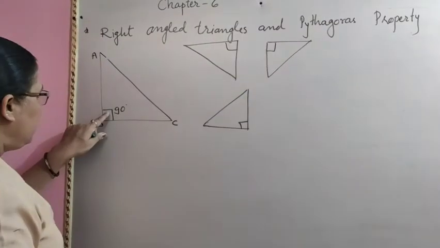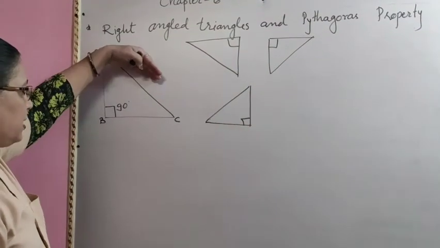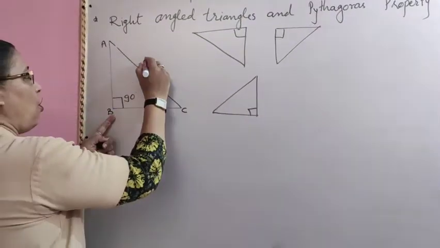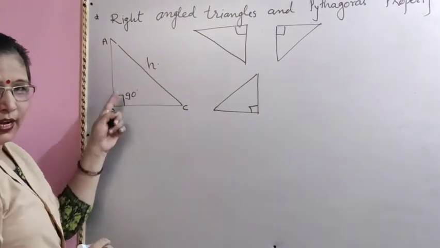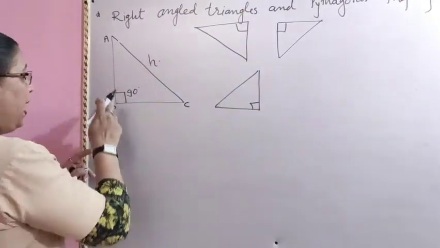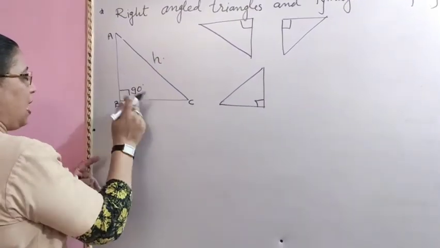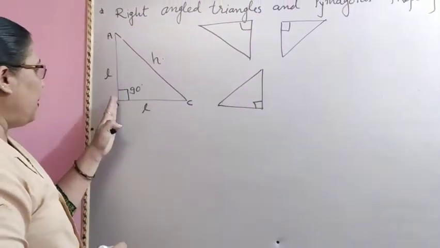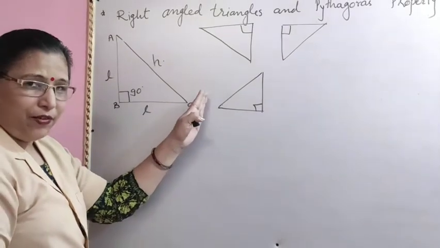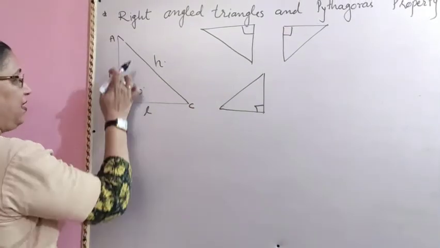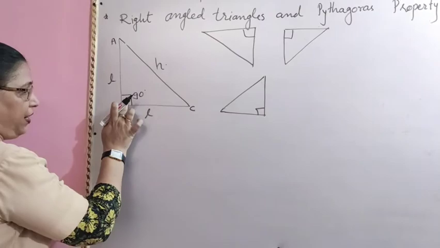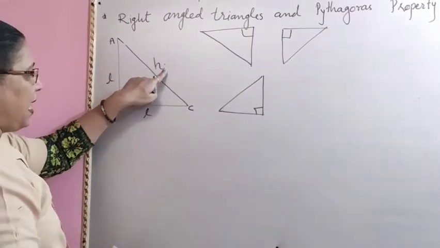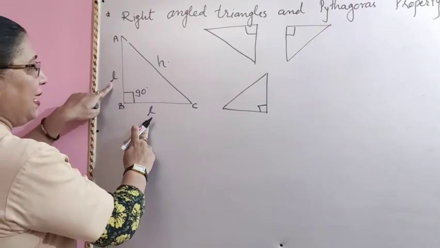Now the side opposite this 90 degree angle, this side AC, is always called the hypotenuse, and the rest of the sides are called legs. Sometimes we say it is perpendicular and this is base, because the angle here is 90 degree. So in this right angle triangle, this side is the hypotenuse and the rest of the sides are legs.